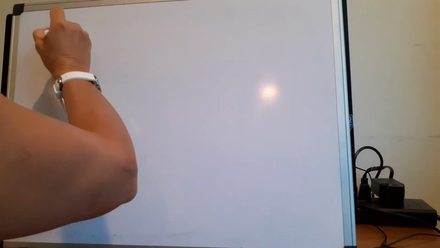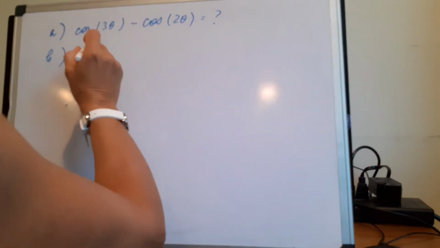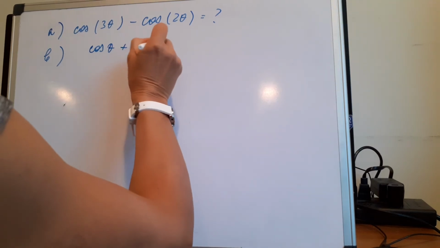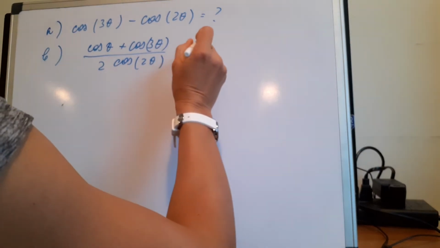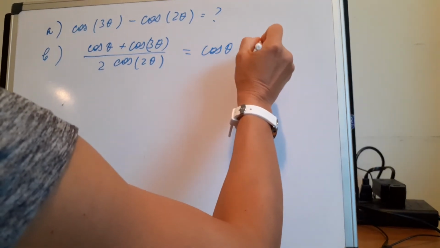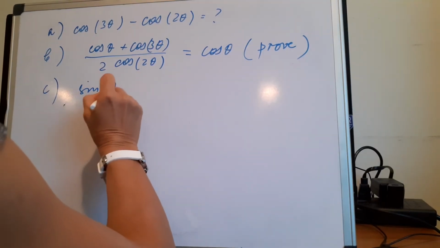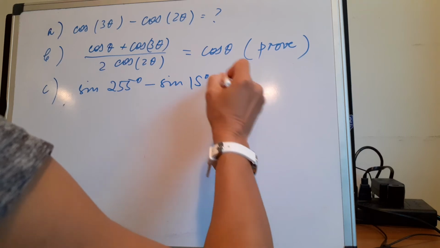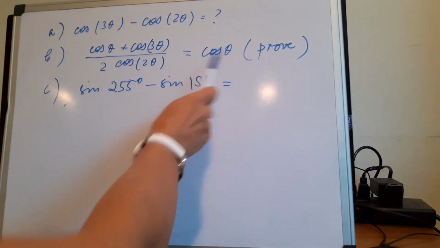So problem A, cosine of 3 theta minus cosine of 2 theta. Problem B, cosine of theta plus cosine of 3 theta divided by 2 cosine of 2 theta equals cosine of theta. This is to prove identity. And C, sine of 255 degrees minus sine of 15 degrees. Well, also simplify. So, simplify, prove identity, and simplify the next one.